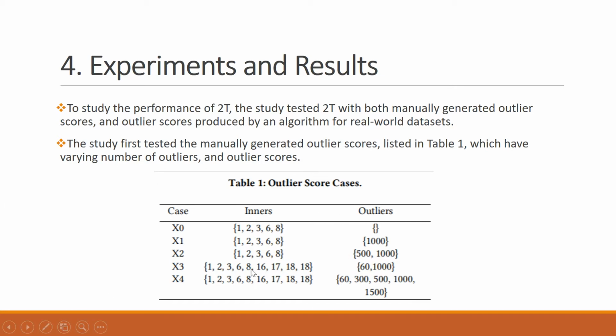So, what basically I am saying is that the study tested with both manually generated and real-world datasets. The manually generated dataset is given in Table 1. We have X0 to X4. We have inliers and different numbers of outliers. Note that in X1 we have 1, in X2 we have 2, X3 we have 3, and in X4 we have 5 outliers.